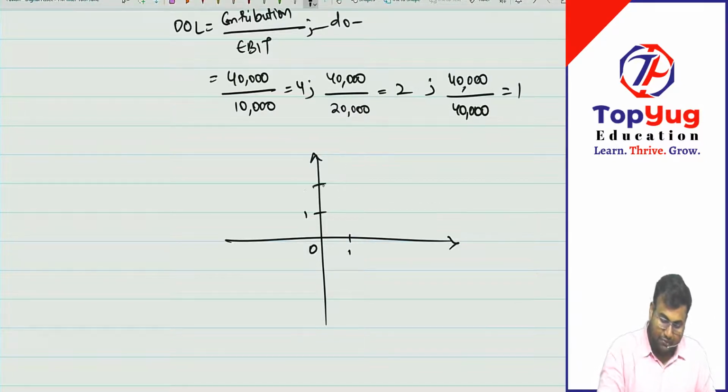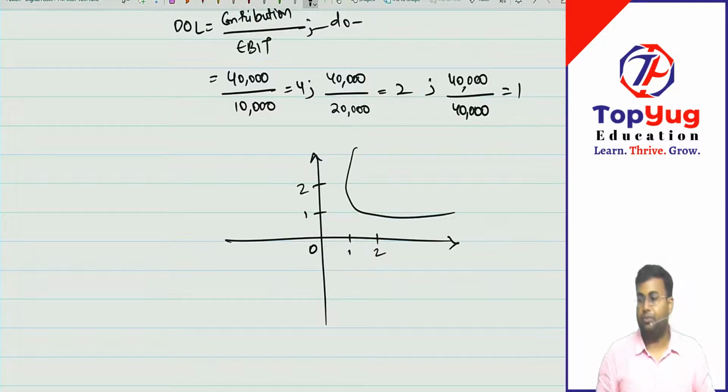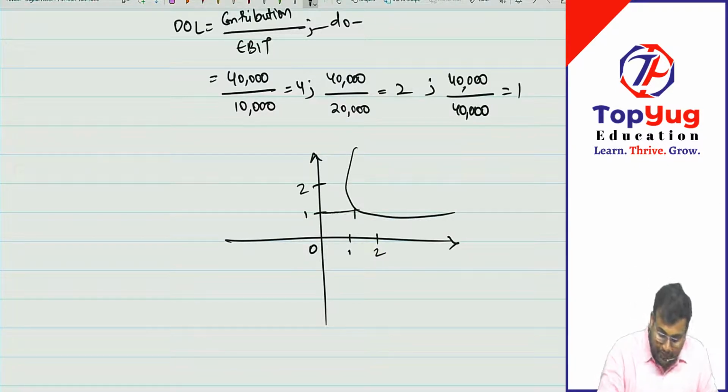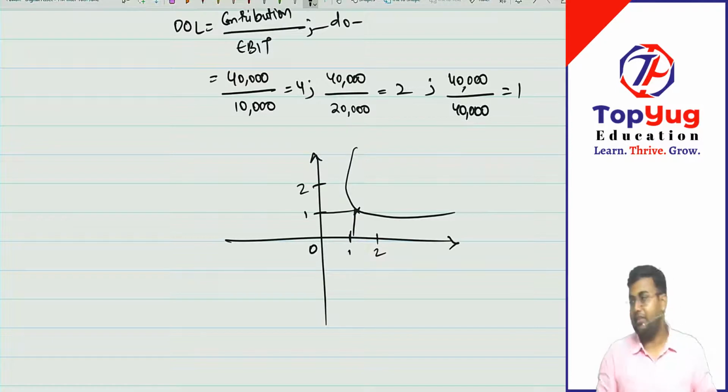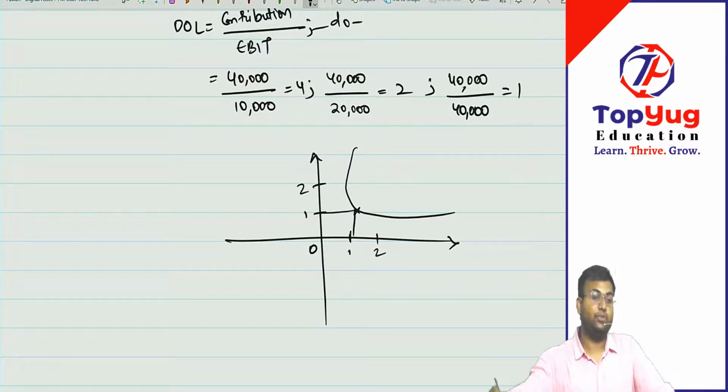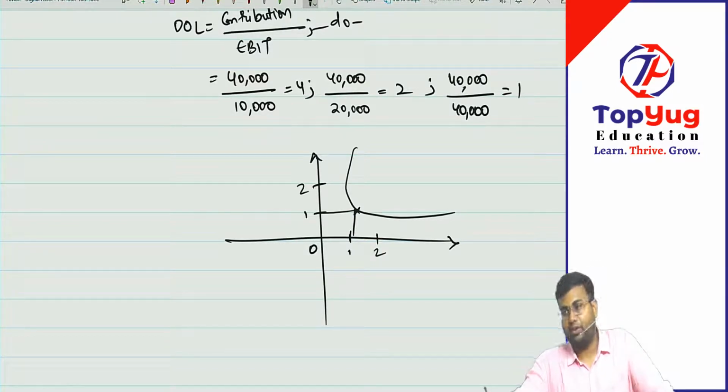So you will have 2, something like this. Right? So this curve will meet at this point. This is the least DOL the curve can go. How many of you agree or not? Yes, this is the least the curve will go, right?